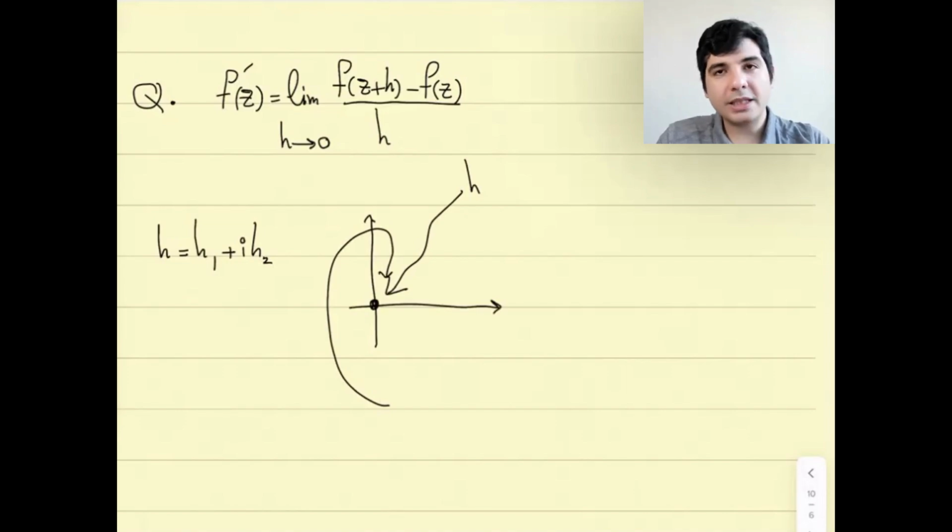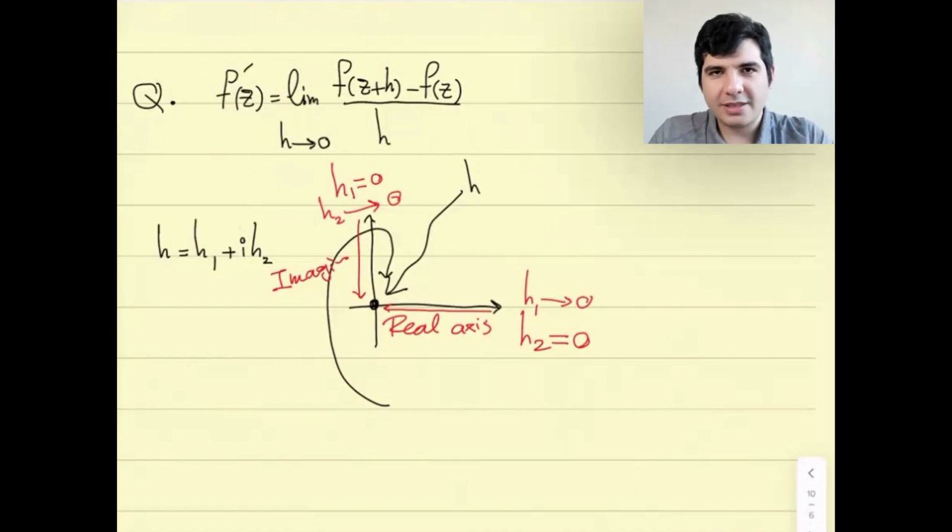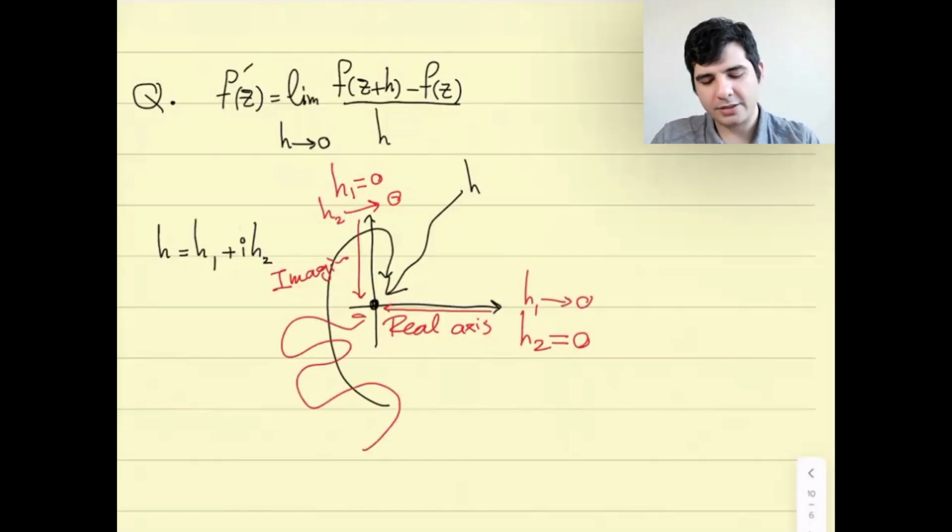But the question is, rather than looking at every possible path that h can go to 0 along, would it be enough if we only look at two of them? If we only consider the path where h goes to 0 along the real axis and the path where h goes to 0 along the imaginary one. If we just check these two, so on one of them h1 goes to 0 and h2 is equal to 0, on the other h1 is 0 and h2 goes to 0. If we just check these two, would that be enough? Or do we really need to consider any weird path where h is going to 0 along that path in the set of complex numbers?